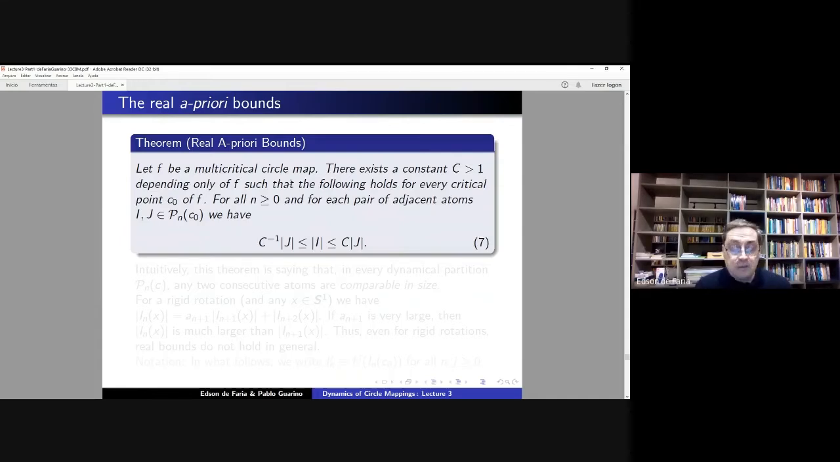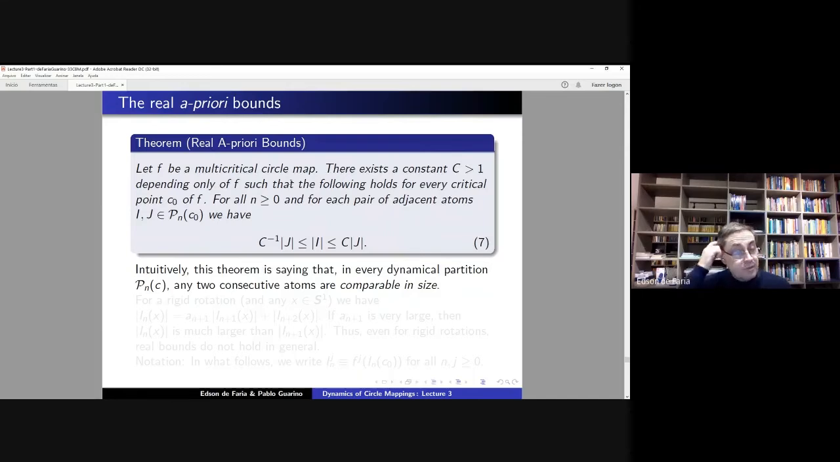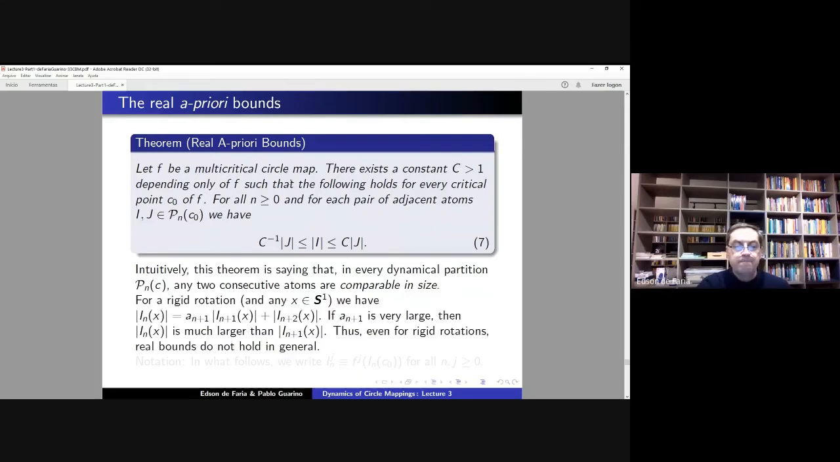Now, this is a statement that is not for every partition Pn of x, for any x on the circle. It's only for critical points. So if you look at a critical point, say c0, and you look at the partitions Pn of this critical point, then these partitions have this bounded geometry. So this is what the real a priori bounds are saying. Intuitively, it's saying that in every dynamical partition Pn of c, where c is a critical point, any two consecutive atoms have comparable sizes.